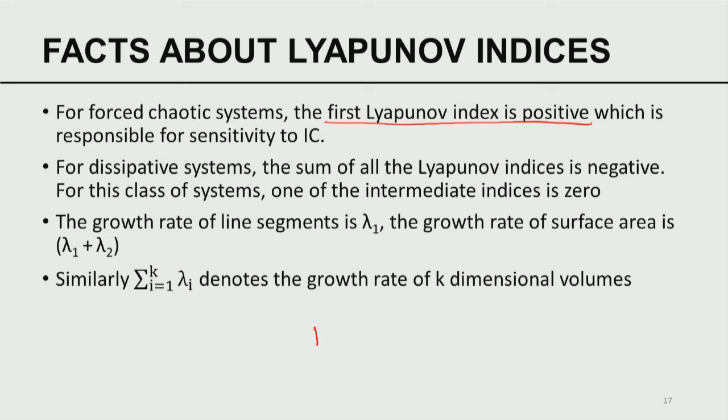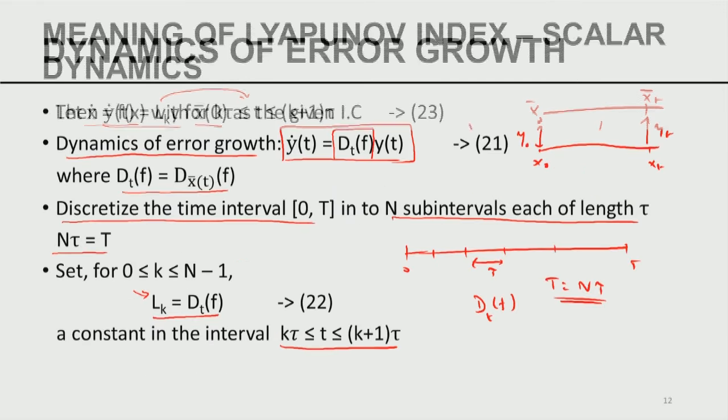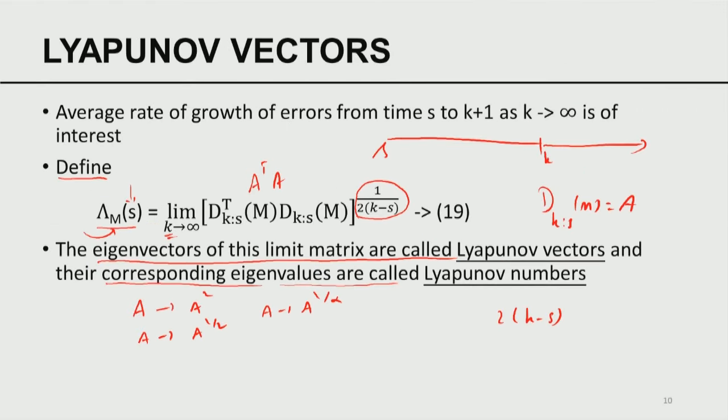You remember we talked about the matrix. Let's go back. In the definition of Lyapunov indices, we talked about this matrix in 19. Lambda m is a matrix. A matrix has m different eigenvalues. So, the analysis of the first eigenvalue leads to the first Lyapunov index. The second eigenvalue leads to the second Lyapunov index. So if the order of the system is 3, in general it should have 3 Lyapunov indices. I only talked about the maximum value of the Lyapunov index, or the Lyapunov index corresponding to the first eigenvalue.